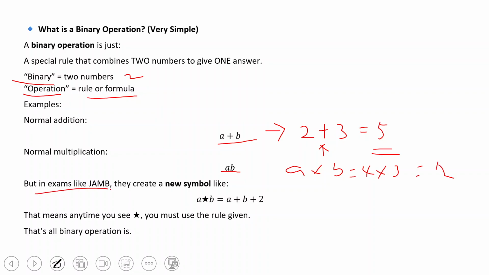But in exams like JAMB, they create a new symbol and define the operation that rules it. So for what I have here, I have a star b, and we're defining a star b as a plus b plus 2. So you see that a star b is defined with an operation that you know. You are going to identify what a is in the question, what b is in the question, substitute in this particular expression, and get your answer. That means anytime you see star, you must use the rule given. That's all binary operation is all about.